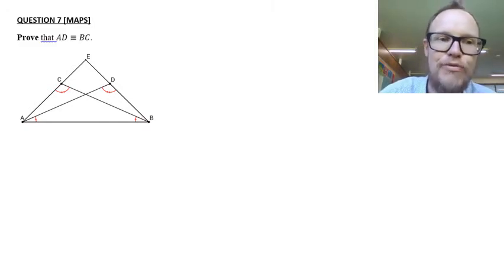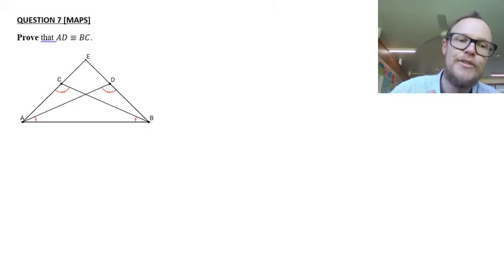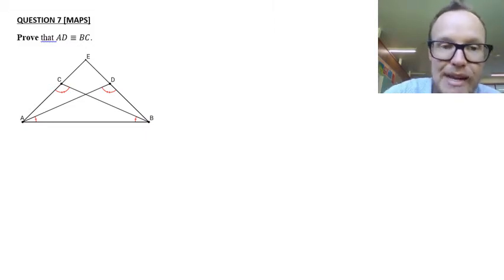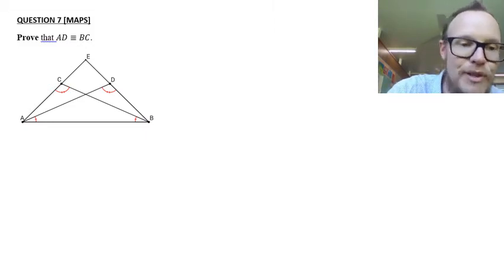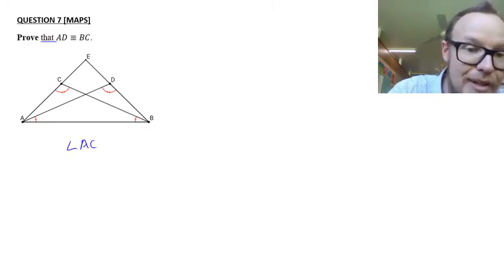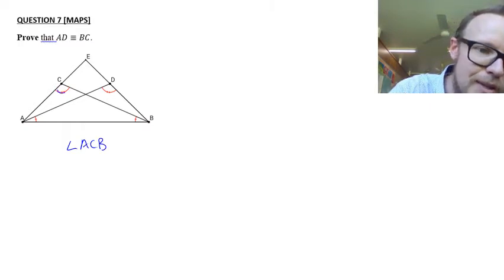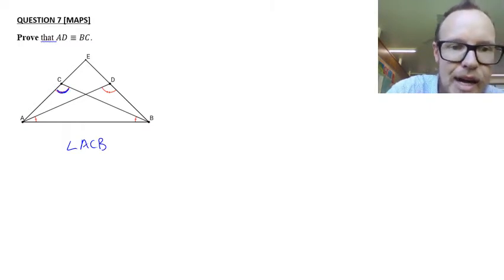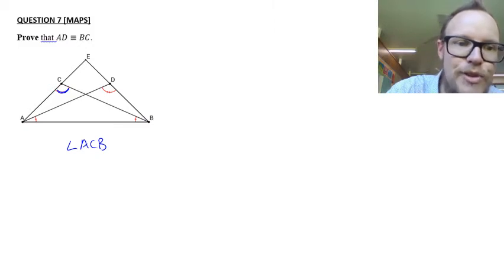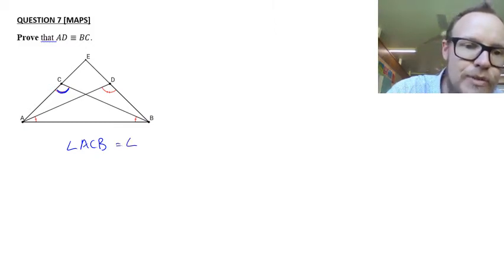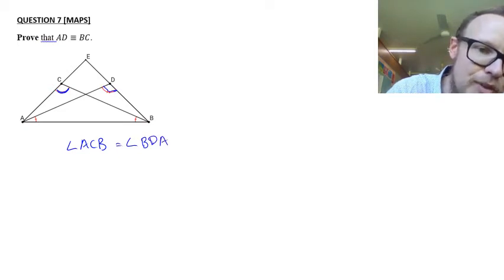Next one, we've been asked to prove that AD is the same length and is congruent to BC. So if we can prove congruence with this shape, then we can prove that AD is equal to BC. So first step is to state things that are the same so that we can make them equivalent. So I can say angle ACB, which is this angle here, is equal to angle BDA, which is this angle here, because that's given. So we give the reason, given.